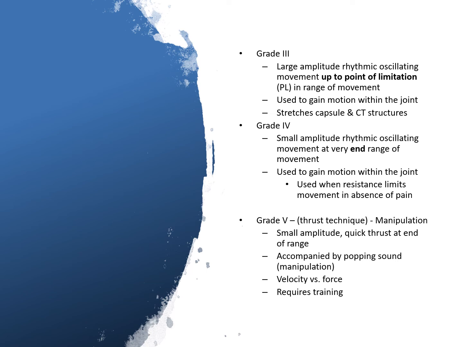Grade 4 is again a small amplitude rhythmic oscillating movement which is given at the end range of movement and pushing into the resistance. It is used to gain range of motion within the joint.